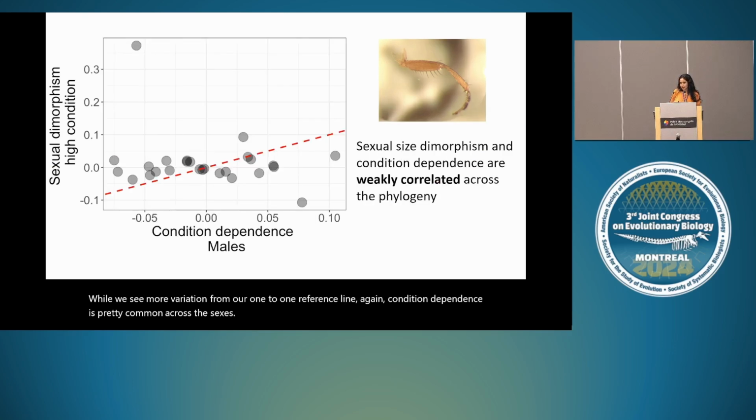And to really get at the question of whether or not sexual dimorphism and condition dependence are co-evolving across our phylogeny, we're looking at sexual dimorphism in high condition individuals versus condition dependence in males, and we see a very weak correlation across for these two traits. And one point that I really want to bring your focus to is that this contrast that's showing this really strong sexual dimorphism is only weakly condition dependent.